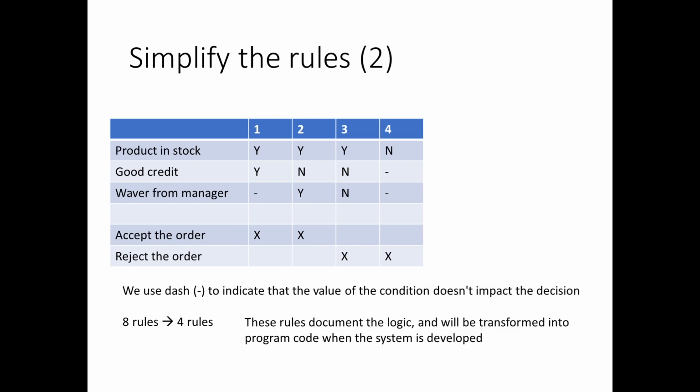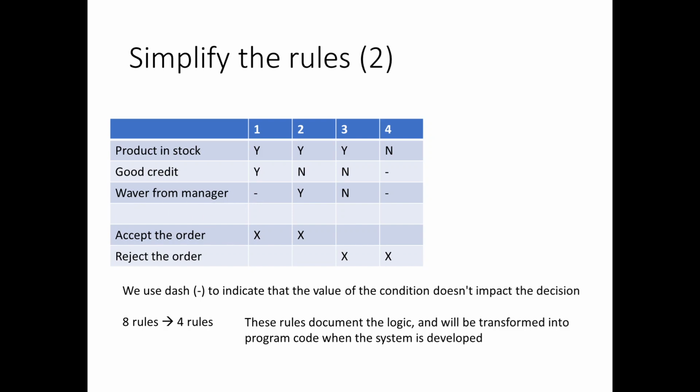Here is our final version of the decision table. And as you can see, we have simplified the decision table. Initially, we had 8 rules, but right now we only have 4 rules. So the first rule says if the product is in stock and the customer has good credit, then we just accept the order. Here, this dash means this condition doesn't matter.